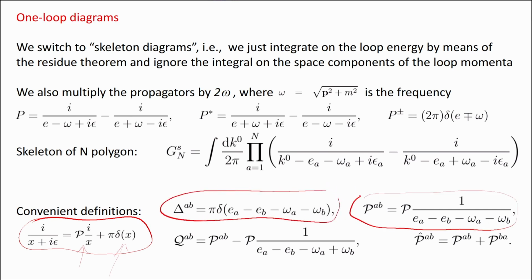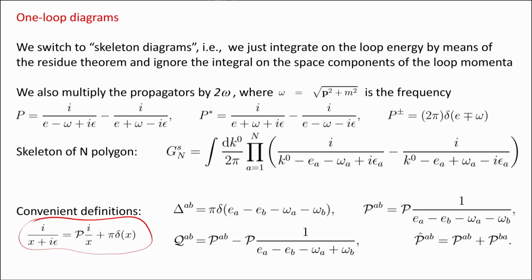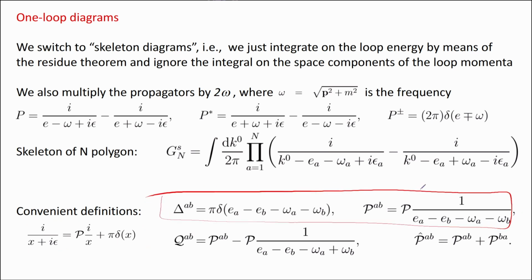One is the on-shell part, which is the delta function with a pi, and I denote it by capital delta. And the other one is the principal value, which I denote by P. And then the Q and P hat are just combinations of the same. But the basic two ingredients are these two, which are off-shell and on-shell.